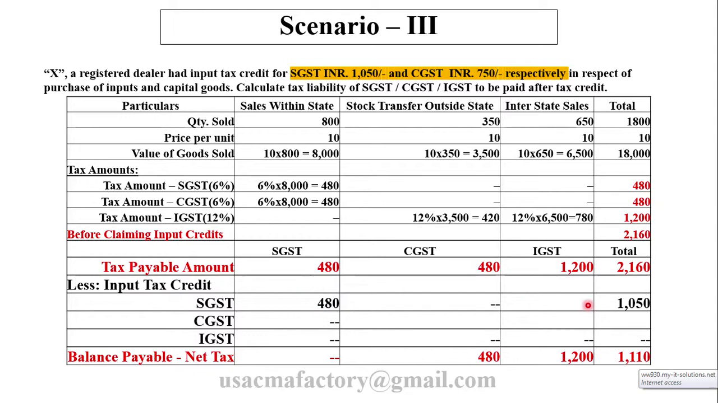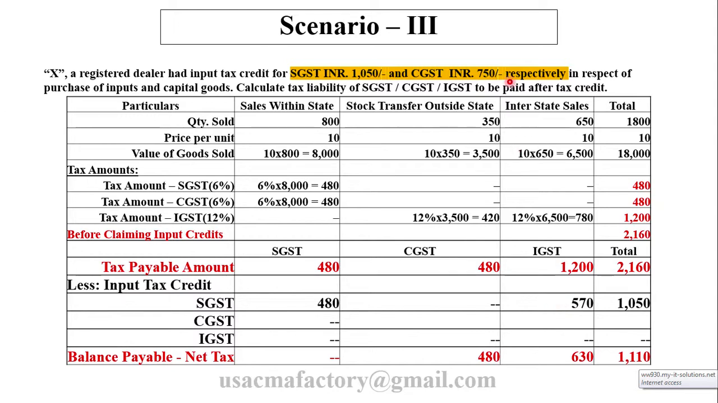Still there is a balance of 570. Where can we claim this 570? That can be claimed against IGST here. So the full amount 1050 is claimed against first SGST and then IGST. This is a forward claim, because this tax credit under SGST is available. So first claim on SGST and the balance on IGST.